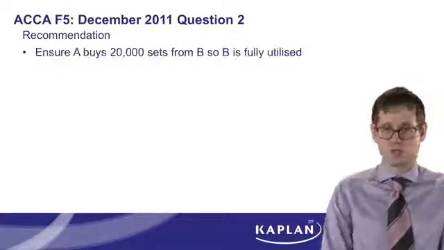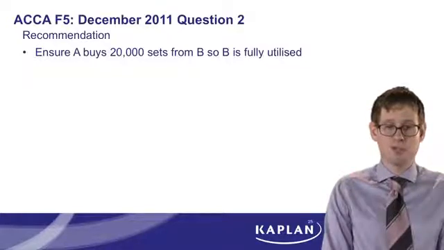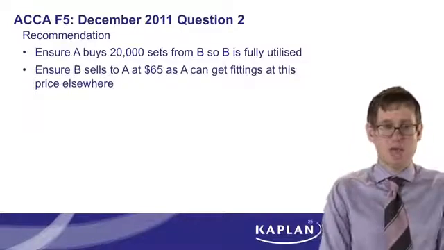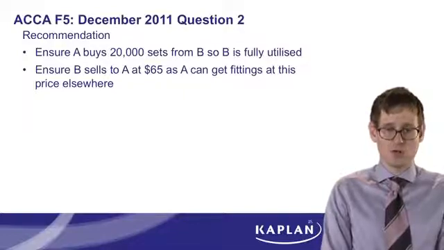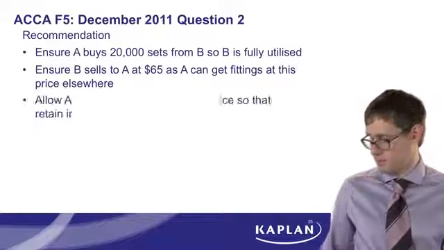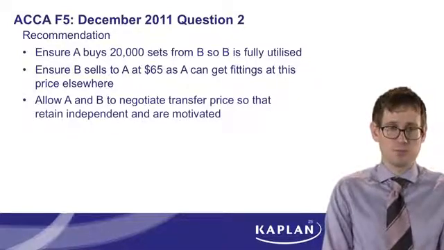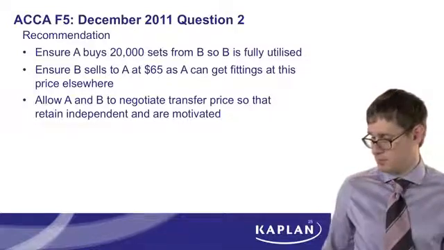What's our recommendation then? Well, ensure that A buys 20,000 units of bath fittings from Division B to ensure that it's fully utilised. Ensure that B sells to Division A at $65, so A doesn't end up going elsewhere. Allow A and B some degree of negotiation. Managers will not want to have transfer prices enforced, and this can be demotivating.